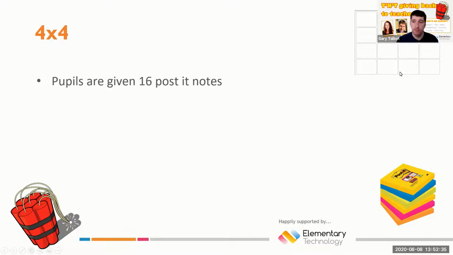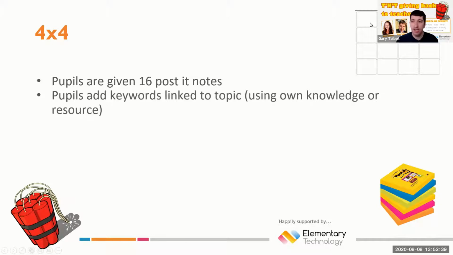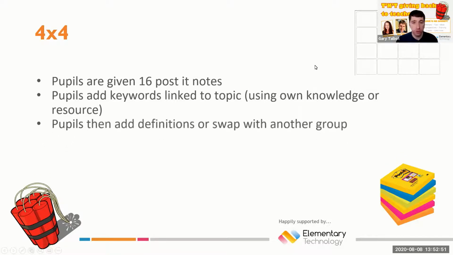So 4x4. What you get the pupils to do then is add a keyword at the top of each post-it note, linking to what you've just taught them or a couple of weeks ago, or a topic, or whatever you want to choose to recall in terms of information. Then what you could do is get pupils within that same group to write definitions underneath the keywords, so they're recalling information.